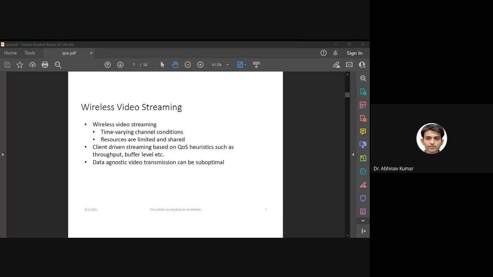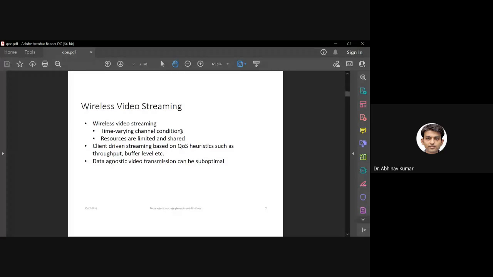They are limited and they're always shared. They can be shared openly for a Wi-Fi kind of architecture without any licensing cost, or for a cellular architecture, they are in scheduled mode. Nevertheless, they are shared in some form or the other. For example, maybe in 4G, we are using OFDMA kind of sharing mechanism for resource allocation, but it's definitely there. So these are the two key constraints we have from a wireless video streaming perspective.